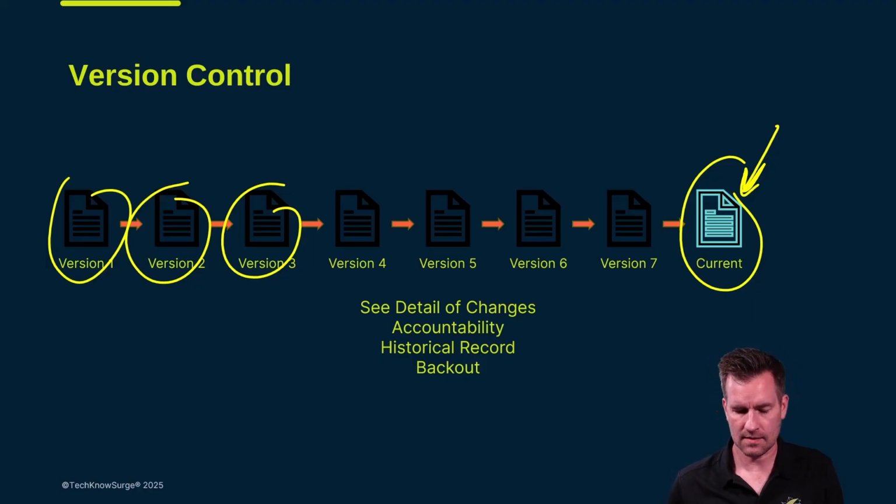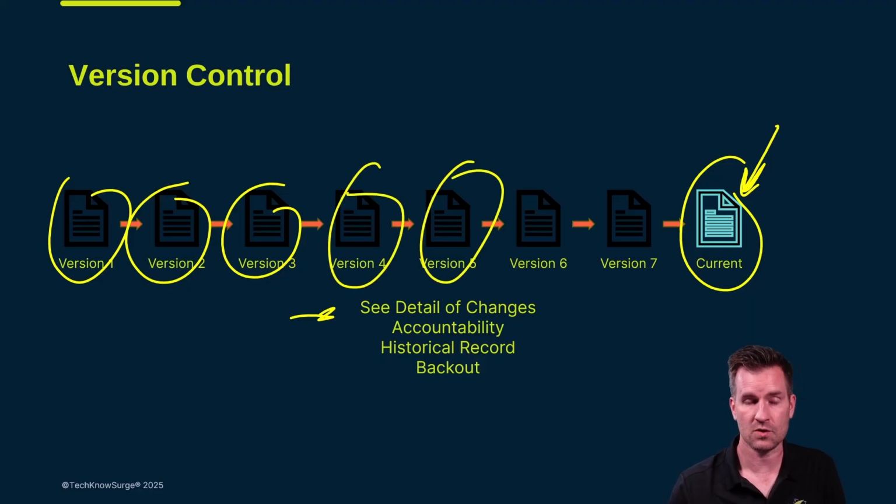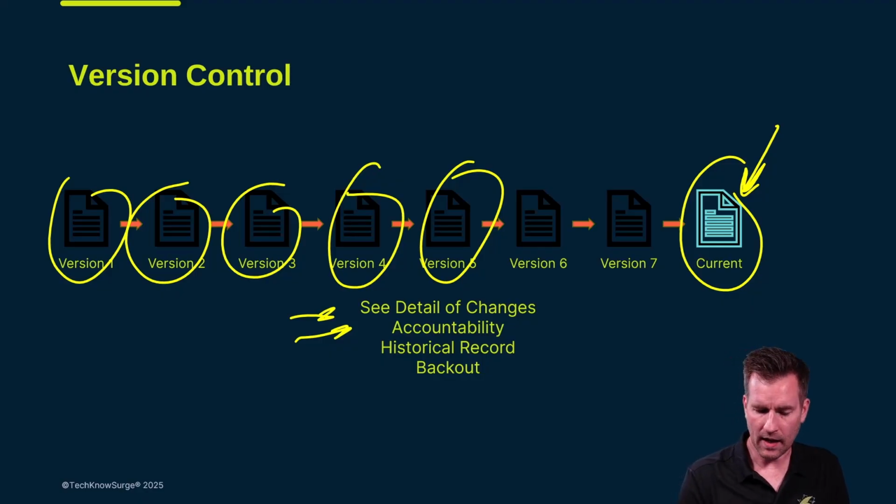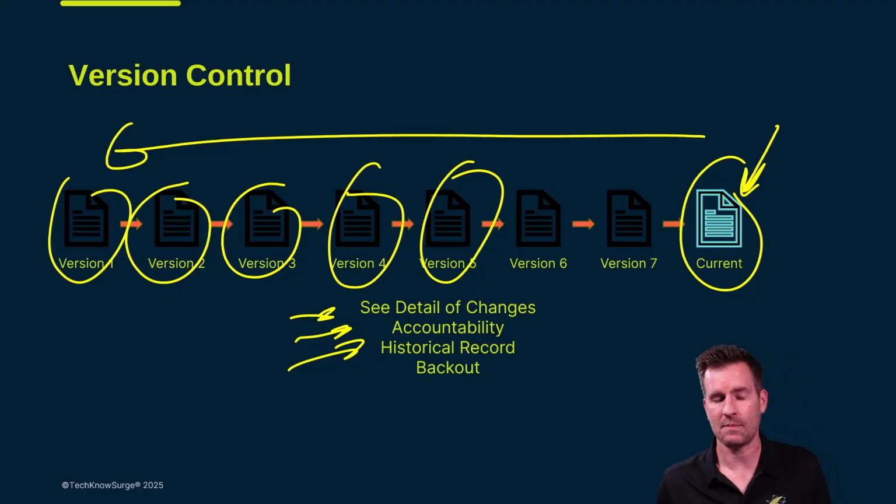What are some of the advantages of this? Well, we can see details of the changes. I mean, we can actually go back and say, okay, what's the difference between version 4 and version 5? It also has accountability, because usually version control is done by a person, and there's some sort of record of that. So we can hold somebody accountable when they make the wrong changes. We also have a historical record. You can go back and see all the changes that have happened over time.